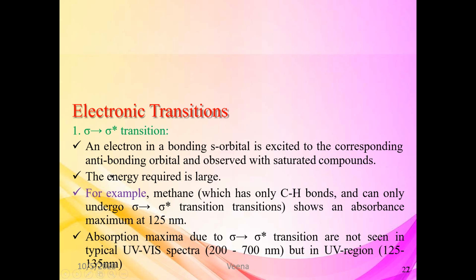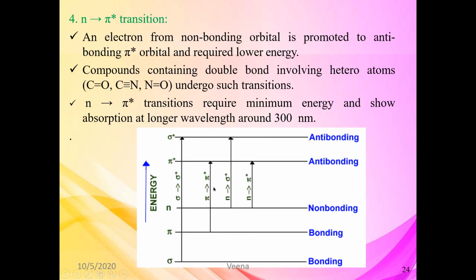That is, the compounds such as methane or alkanes, which have only sigma bonds in a molecule, no pi bond and no non-bonding electrons. Under such circumstances, if the UV radiation is absorbed, that will cause only the excitations of sigma electrons to sigma star antibonding energy level, and that is called as sigma to sigma star electronic transition. And usually this kind of electronic transition requires high energy.